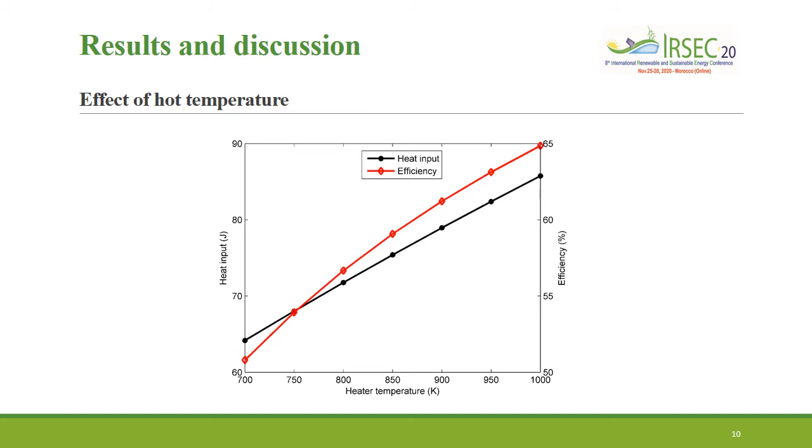The effect of hot temperature on the efficiency is depicted in this figure. It can be seen that the engine performance increases almost linearly with the heater temperature and reaches the optimal value of 64.86% at 1000 Kelvin. Theoretically, this rise is due to the Carnot efficiency equation, which indicates that the increase of heater temperature can improve the performances of Stirling engine, including the power and efficiency.